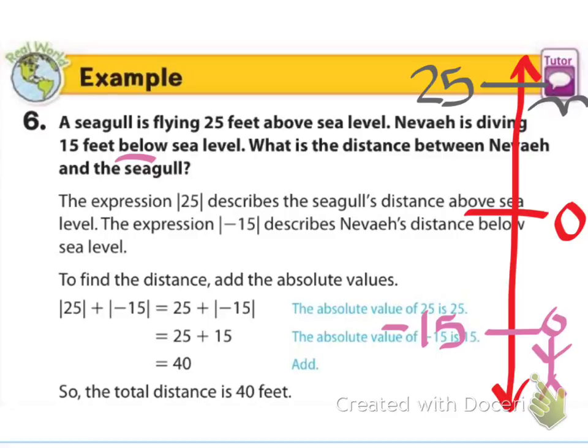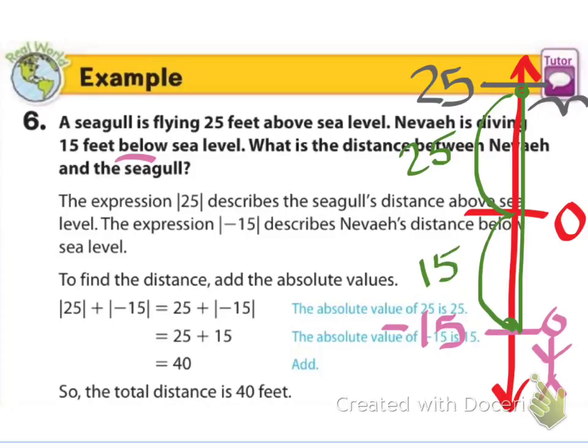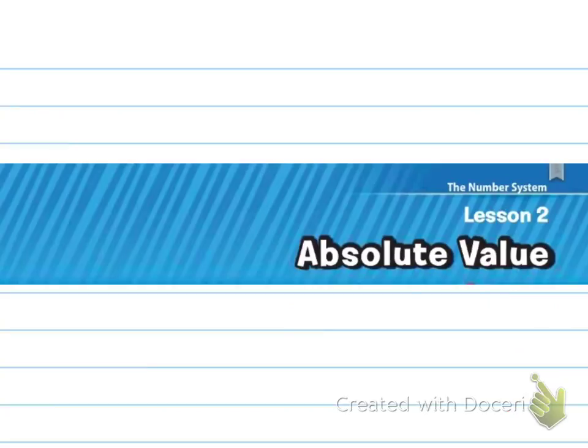That's the bird. So if I'm trying to figure out the distance between the bird and this kid, I need to figure out the distance from here to here and the distance from here to here, and then combine those two together. So this is going to be 25, this is going to be 15. When I add them together, I find that it's 40 feet is the total distance from 25 to negative 15. And I do that by finding the absolute value of that negative.